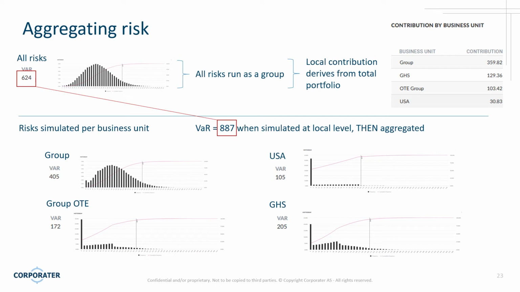The lower part of the screen illustrates what happens if I take these exact same risks that we just saw, and rather than aggregating them as a group and then breaking them up by business unit, I am only selecting at these different levels. So I'm using USA, GHS, this group OTE, this group thing. I'm using those individually, like different sets of risks here. And then I take these values at risk for each one of them and I sum them. And you can see I get a significantly higher value. I get 887 versus 624.